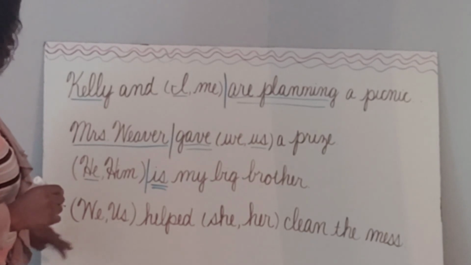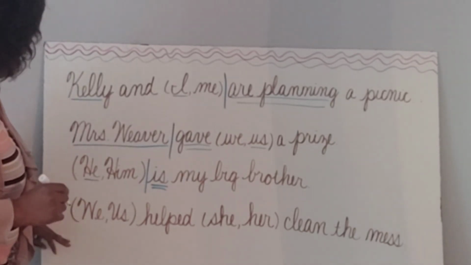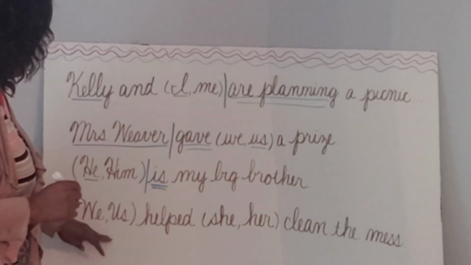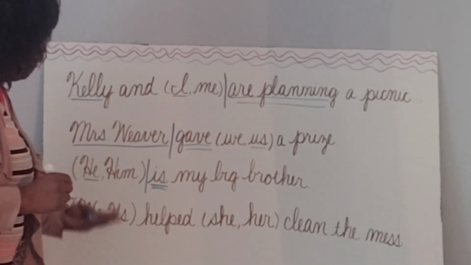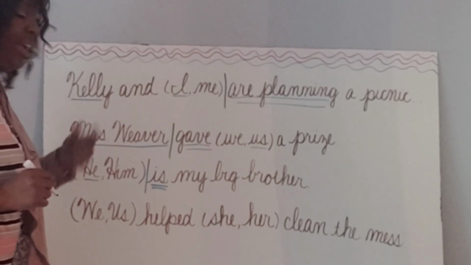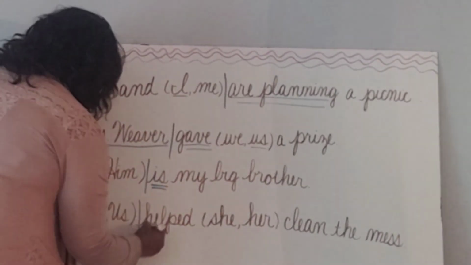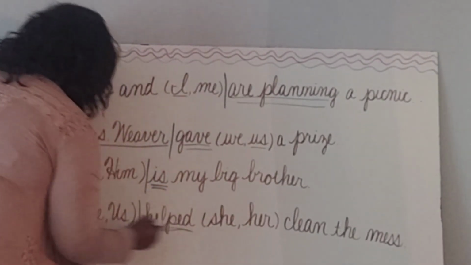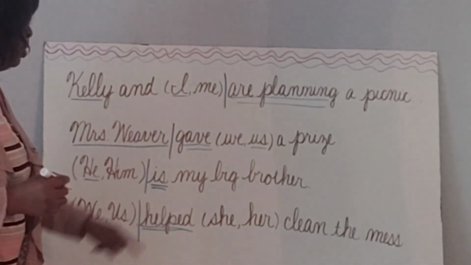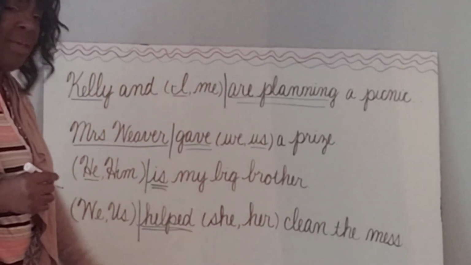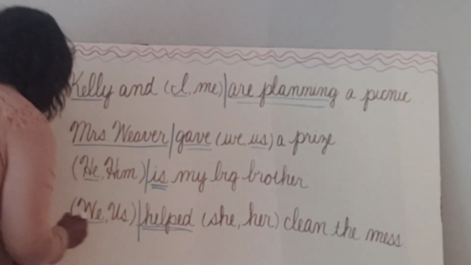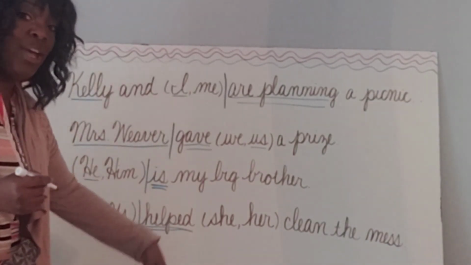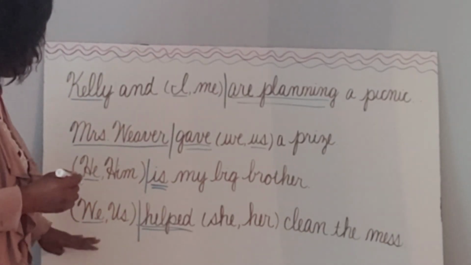Now this one is great because it's got two. It's got we or us helped she or her clean the mess. So once again, we need to find, where's my subject predicate divide? Helped, very good. And we ask who or what helped. Us helped she or her clean the mess. No, it's not us helped. We helped. So we, I, you, he, she, it, we, they, subject side.